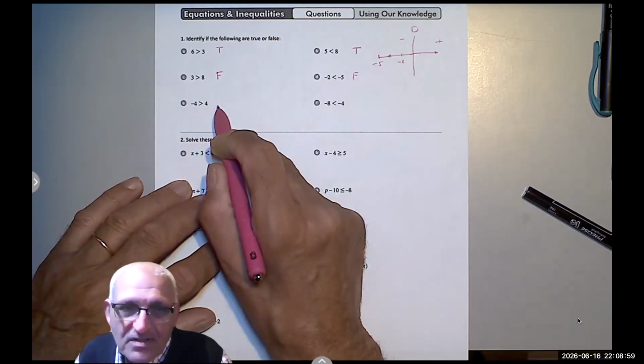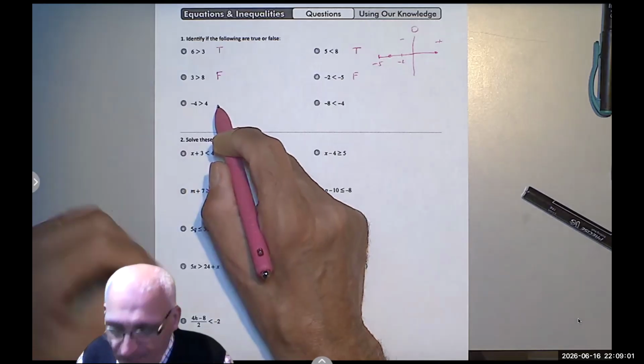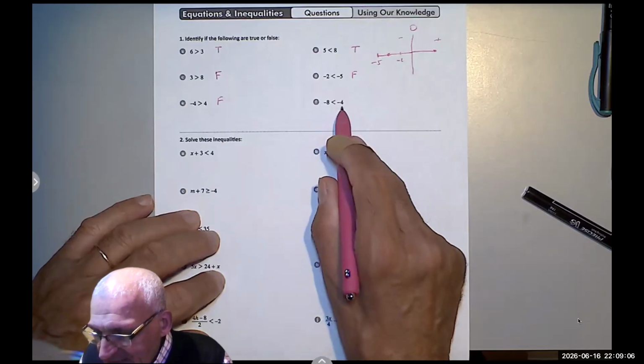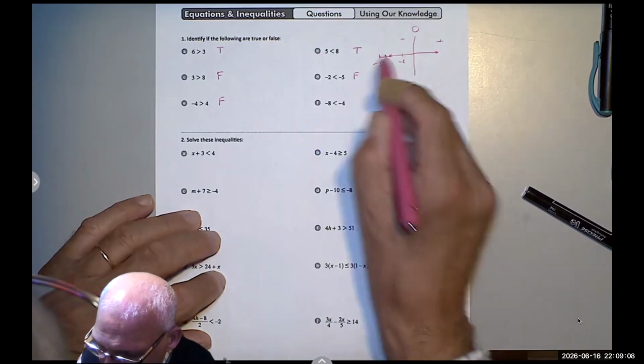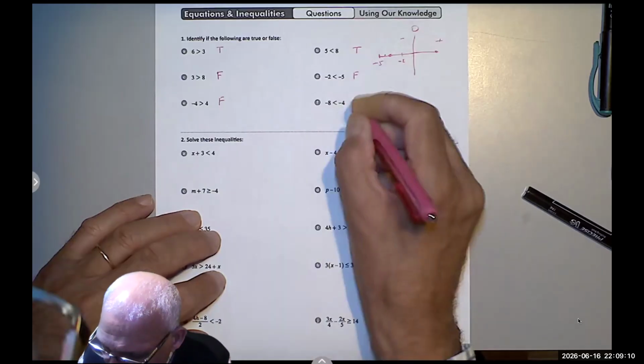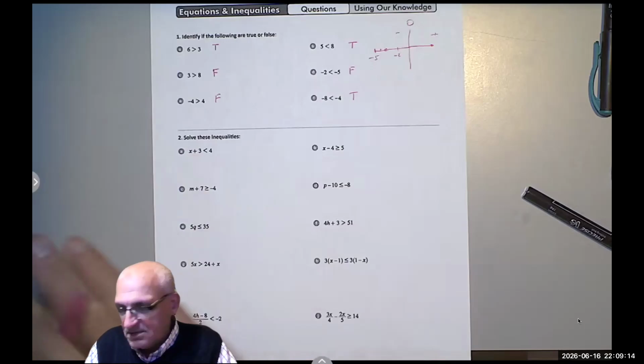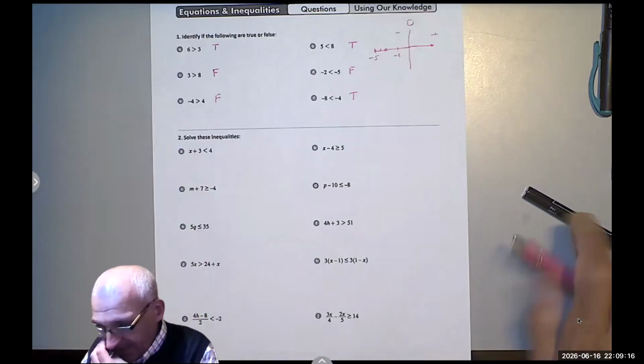-4 is greater than +4. Negative numbers cannot be greater than positive numbers, so it's false. -8 is less than -4. Yes, -4 is here, -8 is there, it's to the left, so that's true. Okay, so you have to learn how to do these quickly.